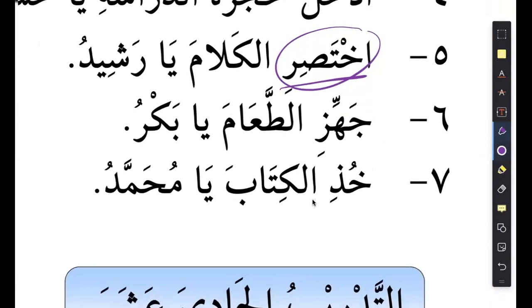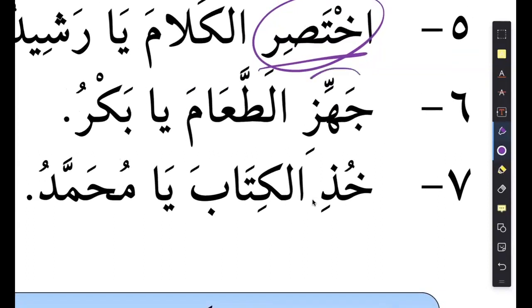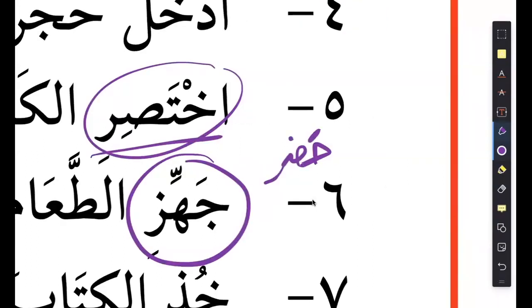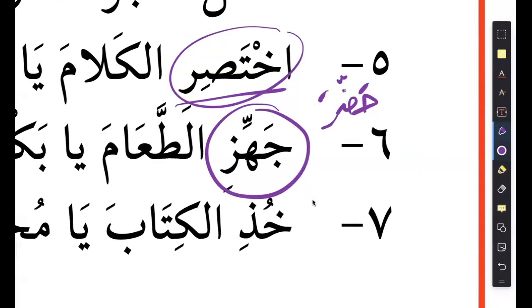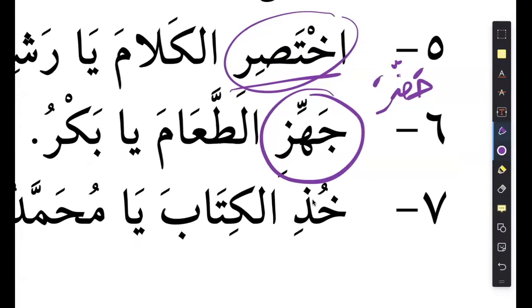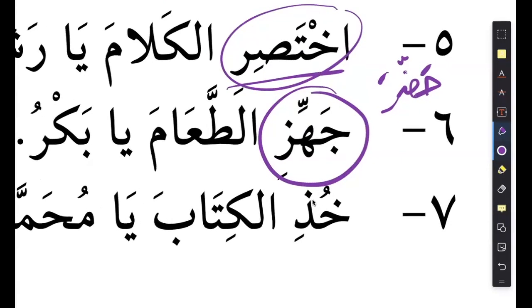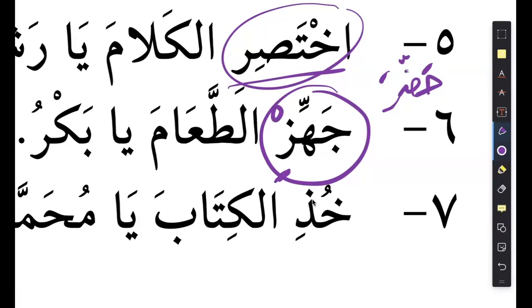Okay, now jahiz. Jahiz means what? We also had this one. Prepare, yes. And there's another word for prepare. Who remembers that? Haddara, yuhaddiru. Yes, good. Both of them have the same meaning. So you can also say haddir ta'ama ya bakr. Prepare your food. Or jahiz. But if you combine both of them, you would have the same situation, you would have to put a kasra. This kasra is only coming because of the pronunciation. But actually, the word by itself is with the sukoon.